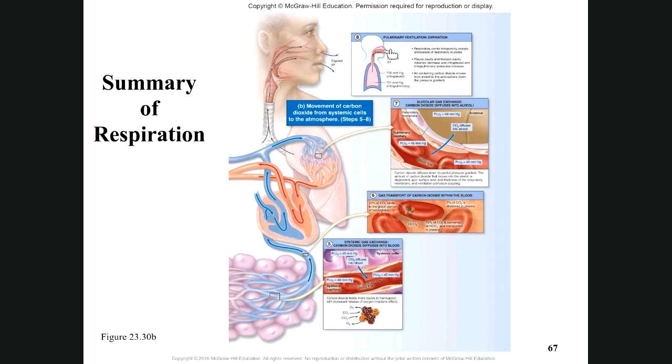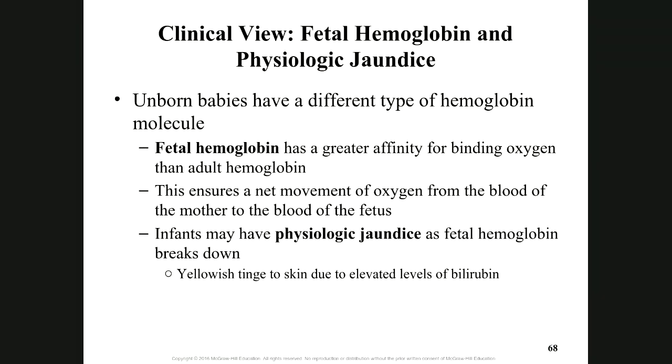This is the process which we have at the time of expiration. We have a condition which we call physiologic jaundice, and it's about the fetal hemoglobin. You need to know that the fetal hemoglobin in the body of the fetus is different from the hemoglobin of the mother, or maternal hemoglobin.